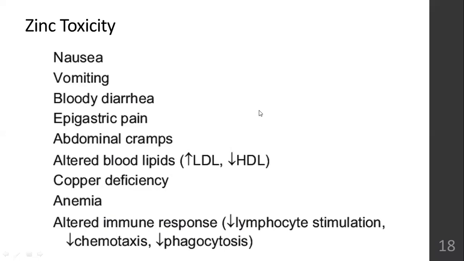Chemotaxis is the method in which certain cytokines are released from the infected cells, and it's a signaling system of your immunity. Okay, so this signaling system will not work. Cytokines will not be released. That is zinc toxicity. So it will affect your immunity as well. Too little zinc will also suppress your immunity. Too much zinc will also suppress certain aspects of your immunity.